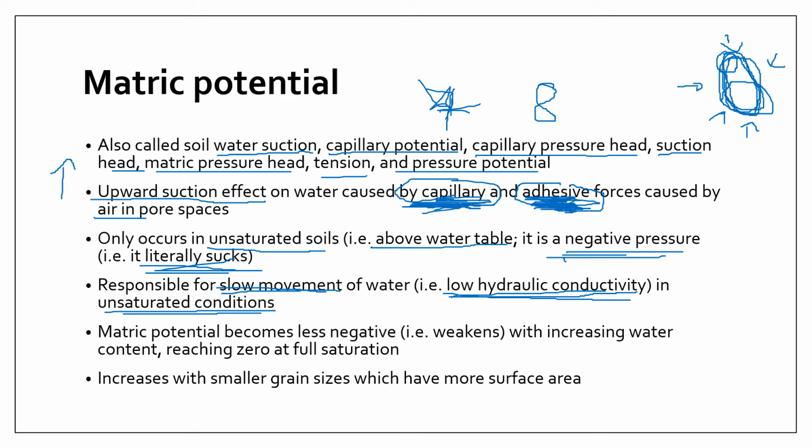Now note that as you increase your water content, you get less air in the pore spaces, and in effect you reduce the capillary and adhesive forces. So you lose your matrix potential when you have full saturation. At full saturation you have zero matrix potential, and in effect you get faster hydraulic conductivity. It becomes fast.